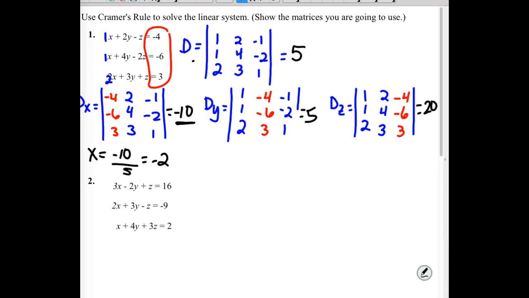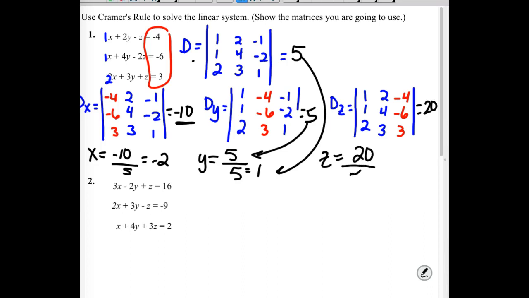Okay, to find my y coordinate, I'm going to take the determinant of that matrix, 5, divided by the determinant of the coefficient matrix. So my y coordinate is a 1. And for the z coordinate, we take the determinant of that matrix, 20, divided by our coefficient matrix determinant, and we get a 4. So the solution to the system is negative 2, 1, and 4.